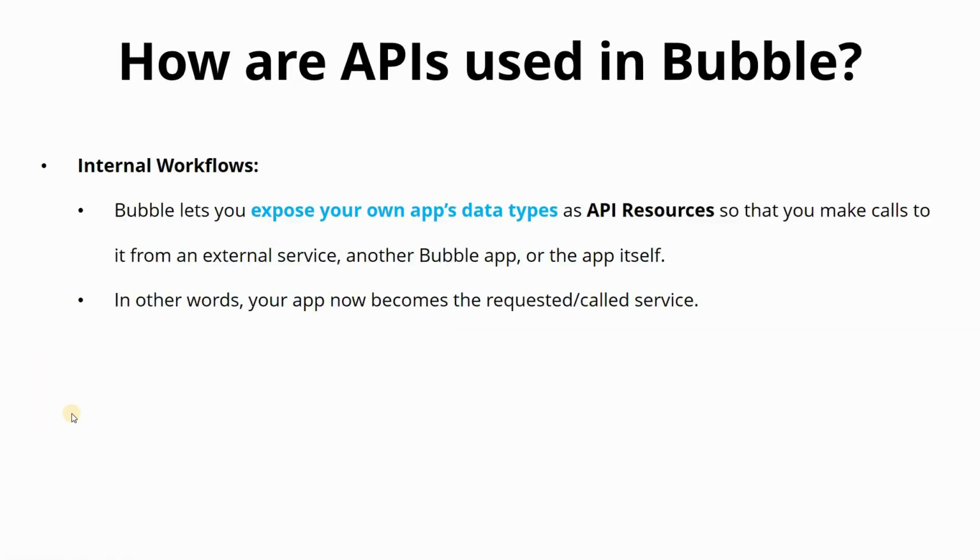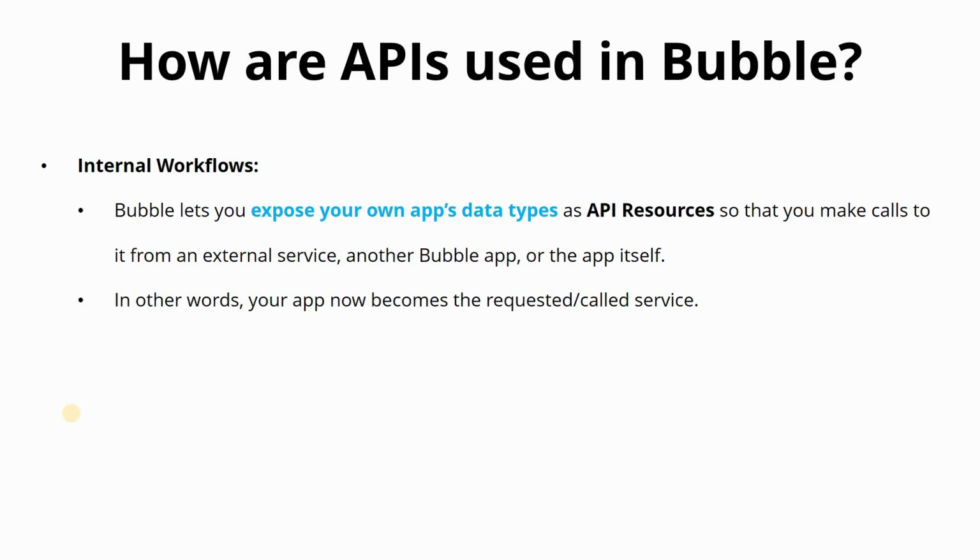Now, up until this point, I've been talking about using APIs in Bubble with external services, with the outside world. But there is a whole other side to this too. Bubble lets you use APIs internally. Well, what does that even mean? Basically, Bubble will let you expose your own app's data types as API resources so that you can make calls to your app from an external service, from another Bubble app, or within the app itself. So in other words, your app now becomes the requested or the called service.